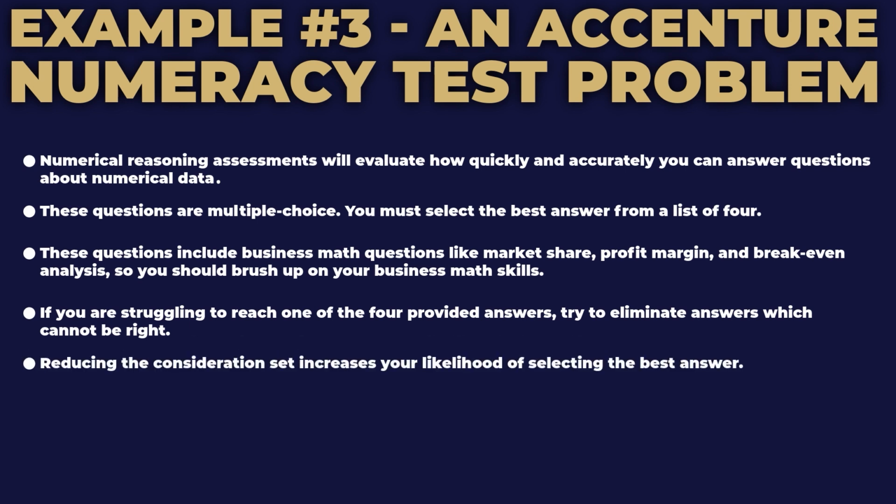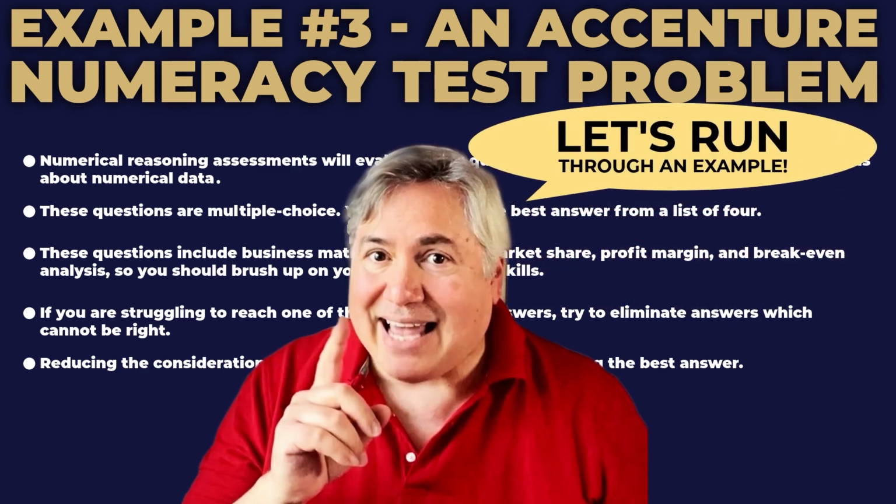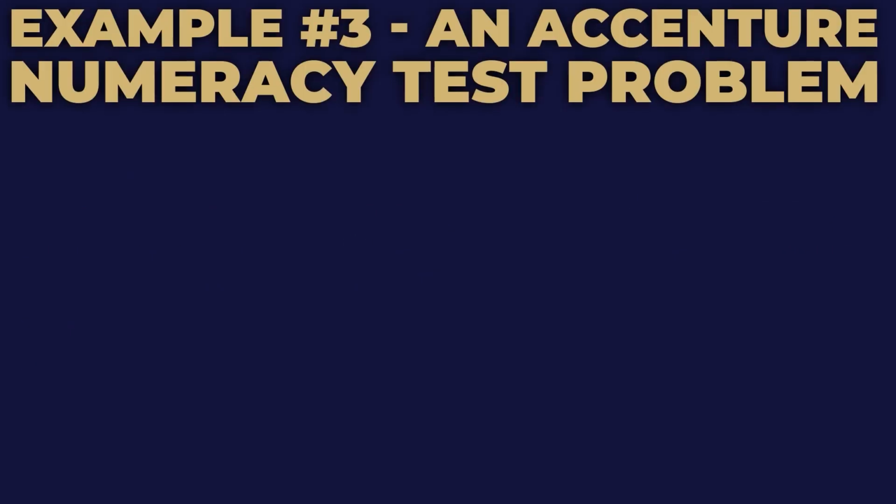Reducing the consideration set increases your likelihood of selecting the best answer. Let's run through an example. Example number 3, Accenture Numeracy Test problem.